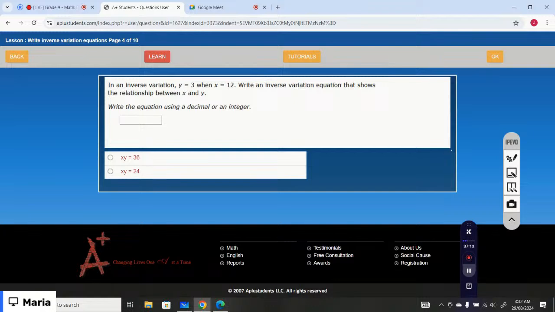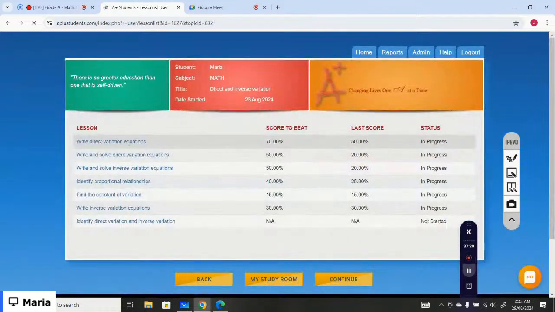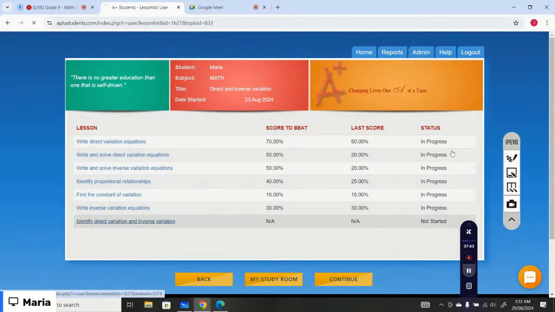Okay, you can complete the lesson by yourself later today. Let me just move on to the next lesson. The next lesson is identify direct and inverse variation. Okay, so let's just start with the next lesson. That is the last lesson from the chapter.